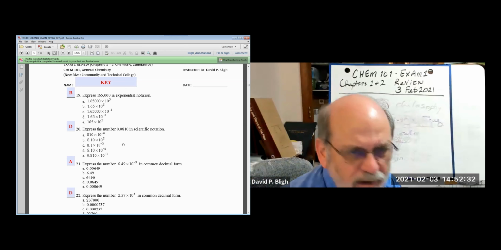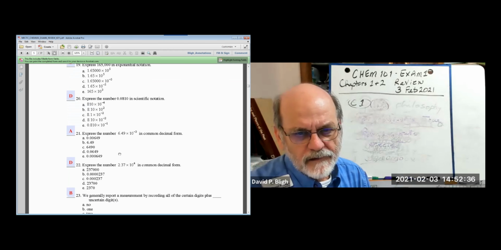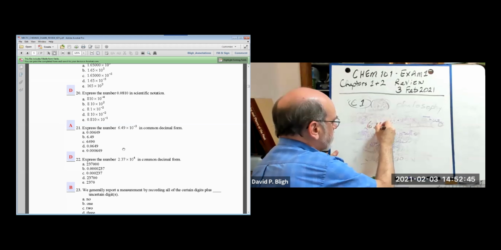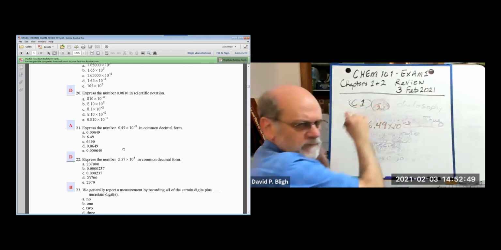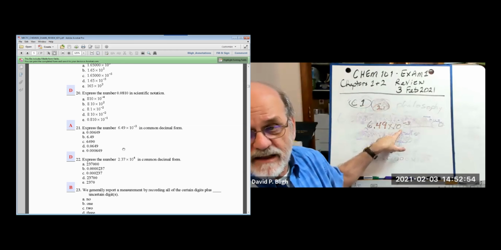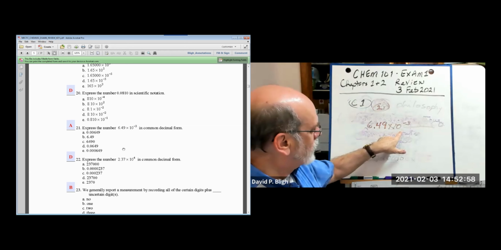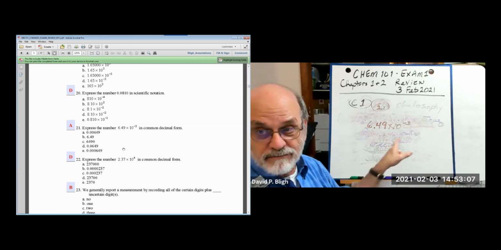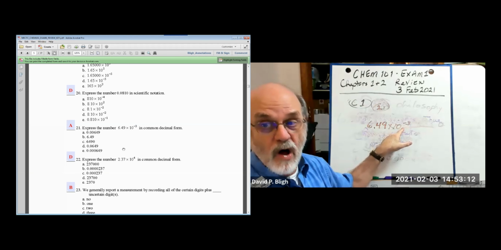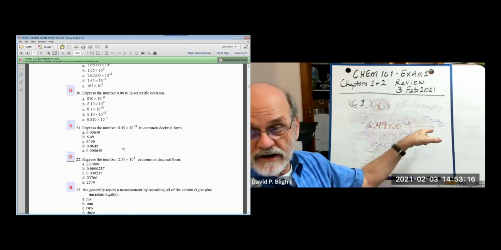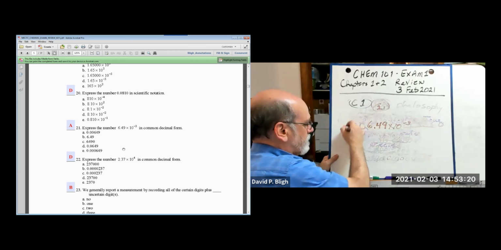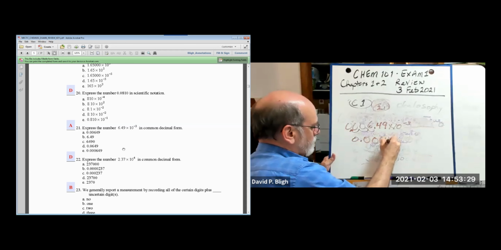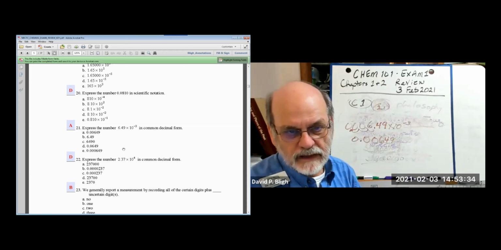Okay, we're still in chapter 1, and we're on 21. Express this number in decimal form, or standard notation. 6.49 times 10 to the minus 3. So what is 10 to the minus 3rd? It's 1,000th. Which way does that decimal move? If you move it to the right, the number is getting bigger. But 10 to the minus 3rd means it should be a very small number. So intuitively, you should say, oops, wrong direction. We need to go this way. 1, 2, 3. Zero, zero, 0.00649. All right, so that's A.